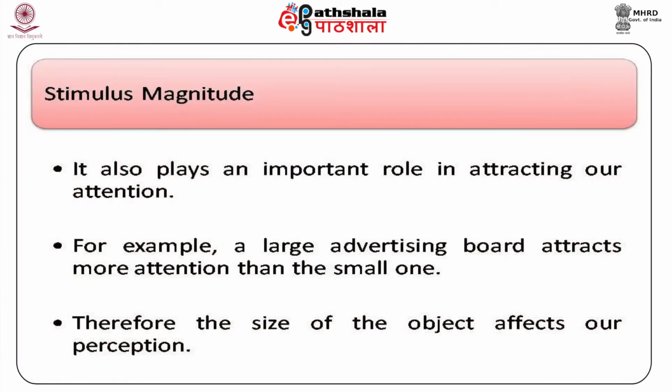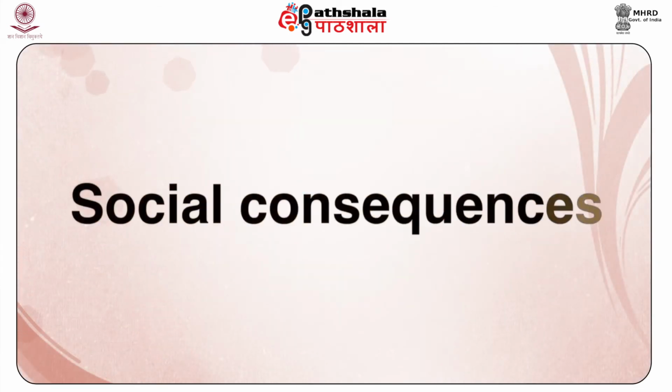Stimulus magnitude also plays an important role in attracting our attention. For example, a large advertising board attracts more attention than a smaller one. Therefore, the size of the object affects our perception. Social consequences: a category commonly used by others seems more ready. An example is in ambiguous situations, which can be confirmed by such social phenomena as stereotyping, conformity, or diffusion of responsibility.